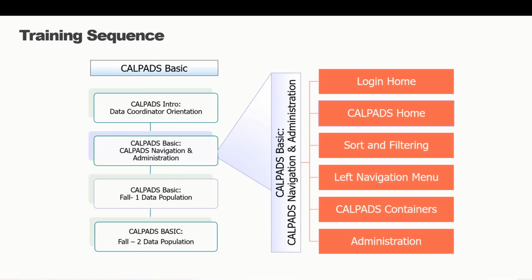So let's talk about the training sequence. We renamed it to CalPADS Basic so that you would get the idea that you're getting a base to get started. What you should already have taken is the CalPADS privacy training and the CalPADS intro data coordinator orientation training. If you haven't taken those, there may be certain terms you may not understand completely, but you'll pick that up after you take that training and complete some of the other trainings.